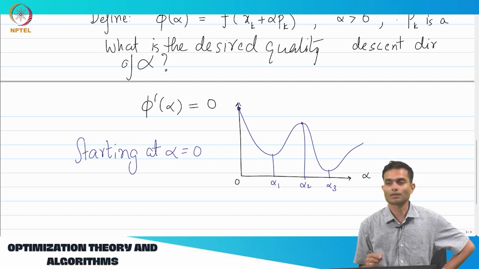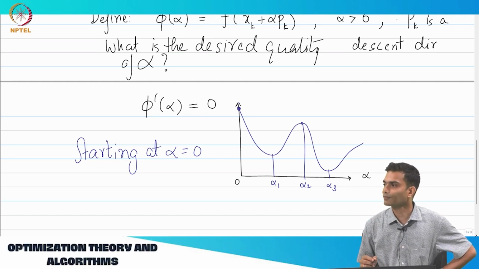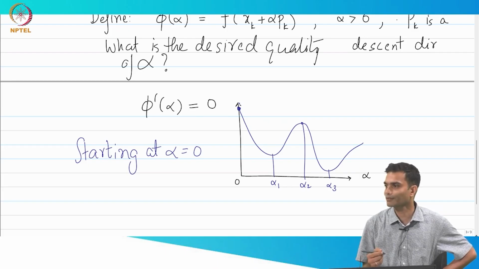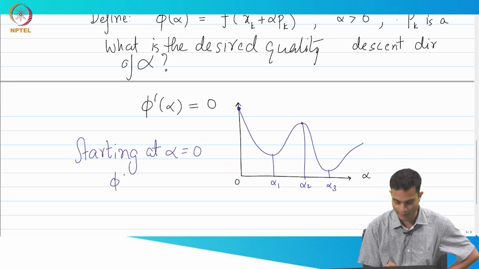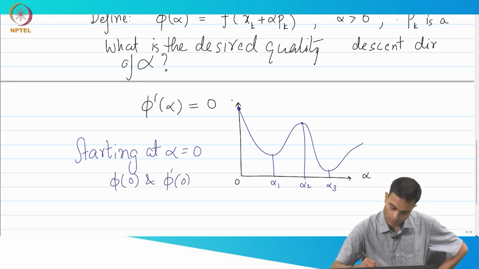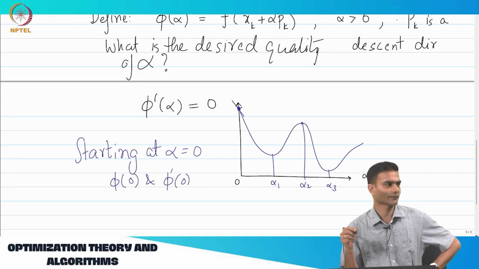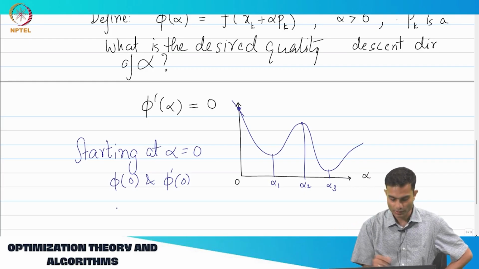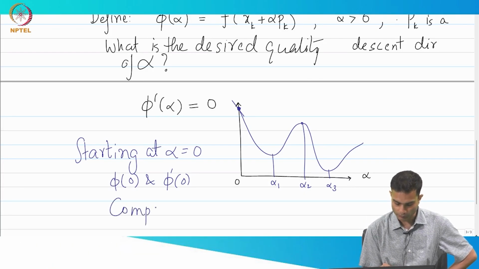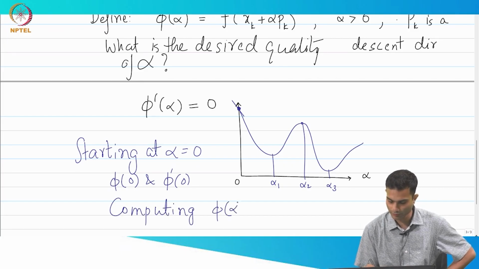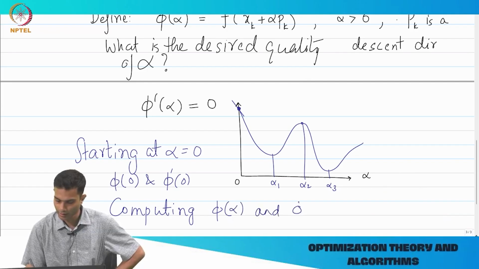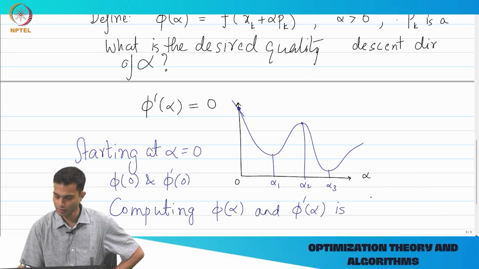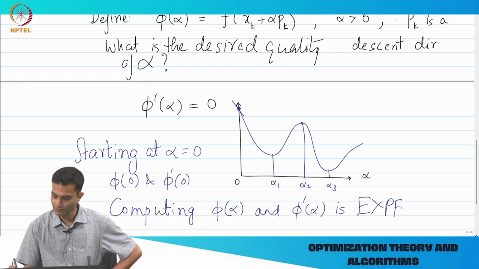Okay. Supposing I further give you the value of the derivative at the starting point, then maybe I have phi of 0 and phi dash of 0. That means I know kind of this slope over here. That's all that is given to me. Now in many real life problems, computing phi of alpha and phi dash of alpha is expensive, right.